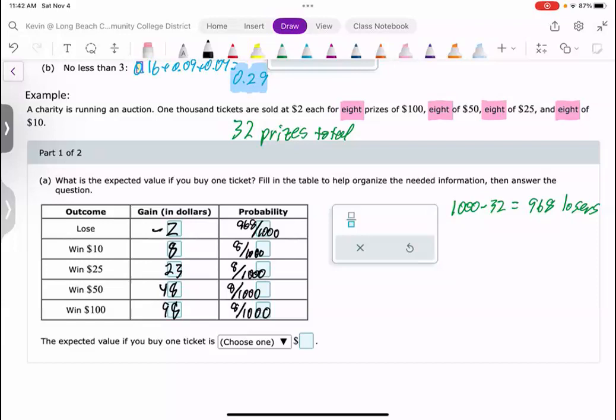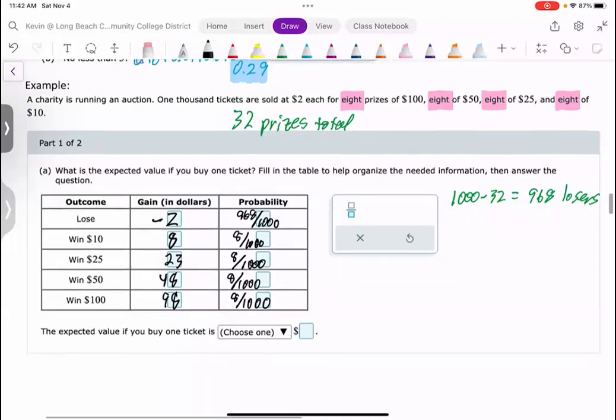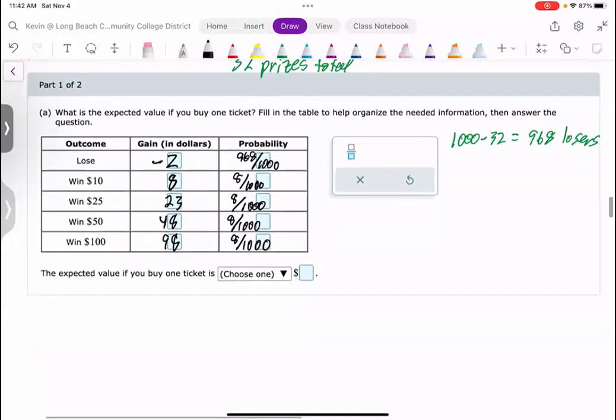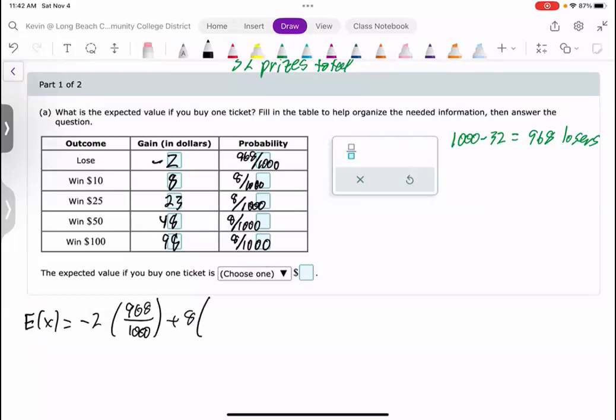So we are now going to find the expected value. So our expected value would be -2 times 968 out of 1,000 plus 8 times 8 over 1,000 plus 23 times 8 out of 1,000 plus 48 and 8 out of 1,000 chances of getting that plus 98.